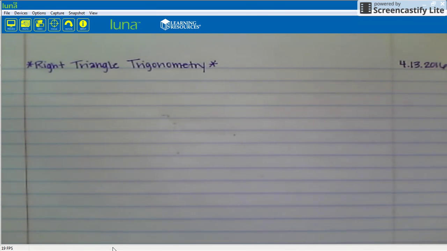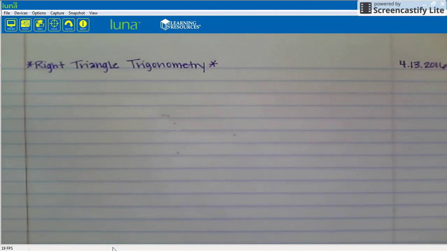Today we're going to start right triangle trigonometry, and it relies on the material we covered on Monday with the Pythagorean theorem, and yesterday with your degree measures and your radian measures. We won't get as far into the radian measures today, but we will as we move forward.